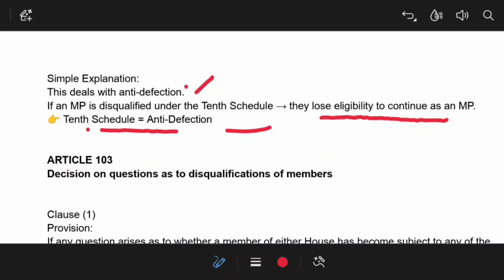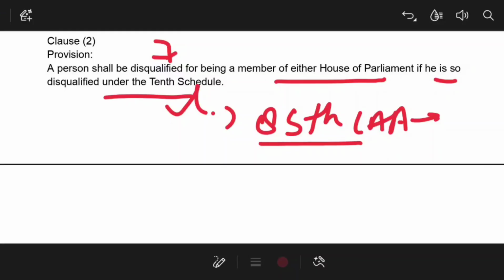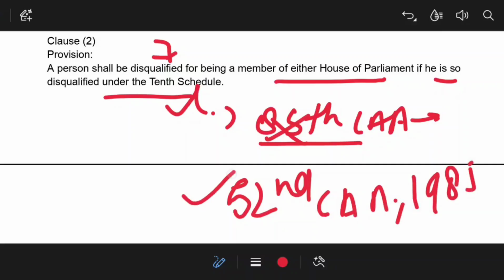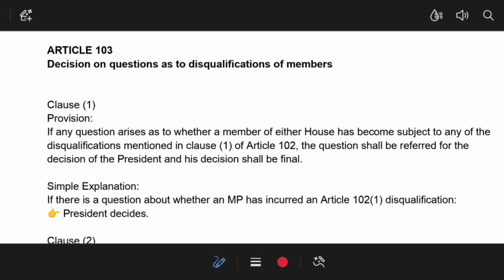Clear? Now one thing needs a correction, it's not 85, I'm sorry for this, it is the 52nd Constitutional Amendment Act of 1985, during the Rajiv Gandhi tenure. Clear? So Article 101 was about the vacation of seats, under which conditions seats can become vacant, and 102 was about disqualification.